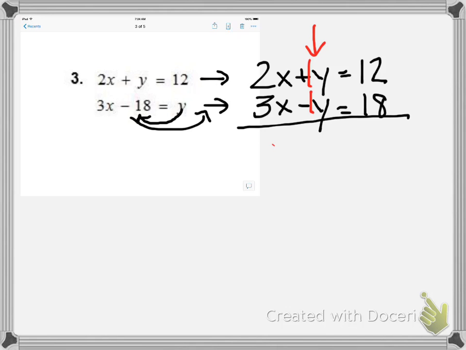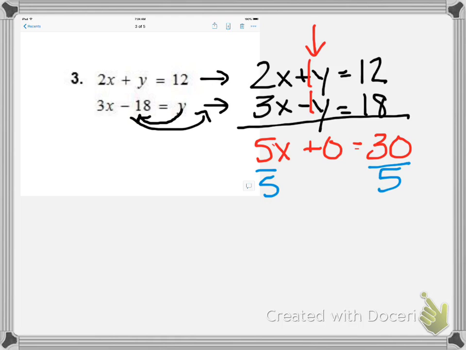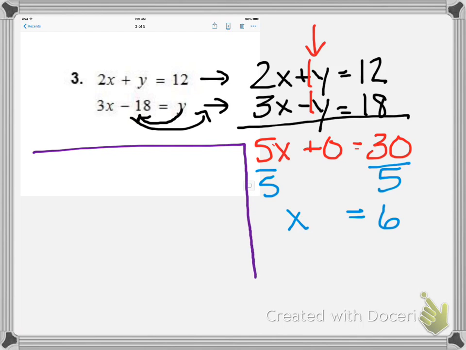So I've got 2x plus 3x is 5x. This is going to give me 0. And then 12 plus 18 is 30. So I'm asking you, what number times 5 gives you 30? And that is correct. x is 6. Okay, so that's my first part. Now I've got to go back in, take what I have, and substitute.